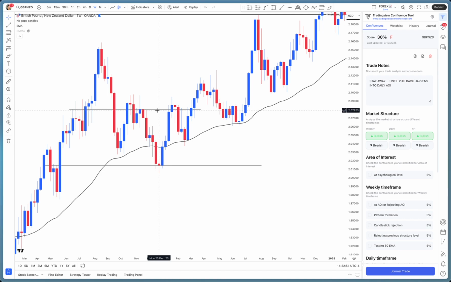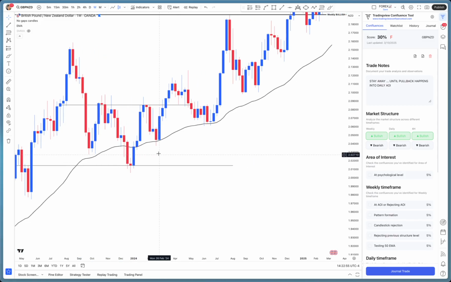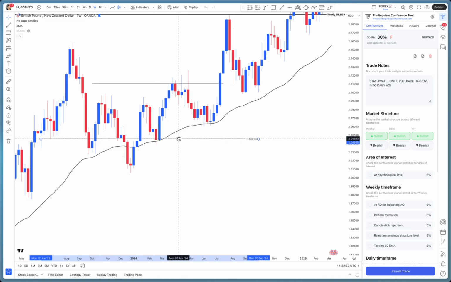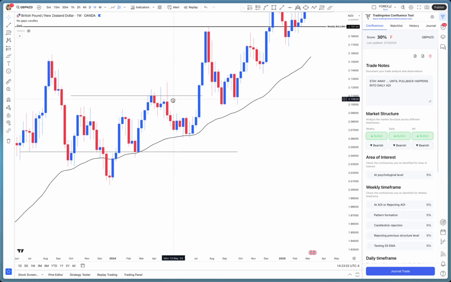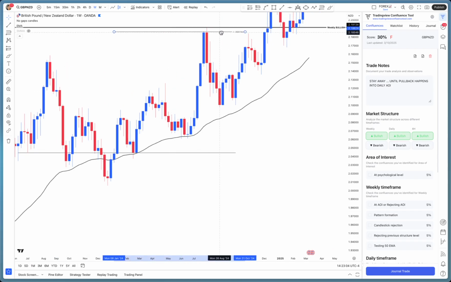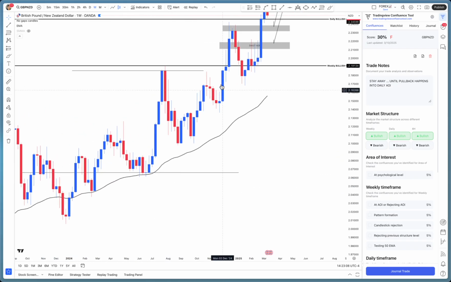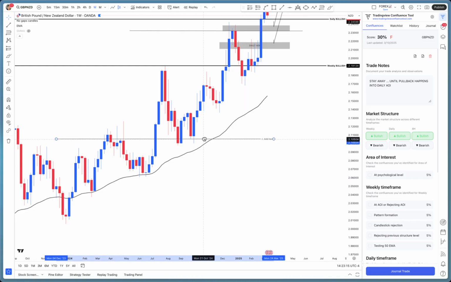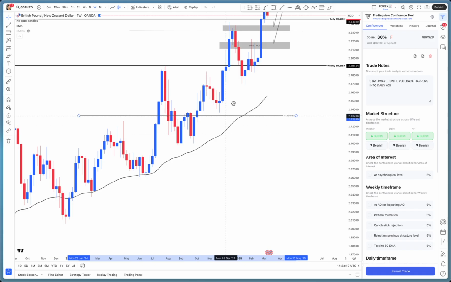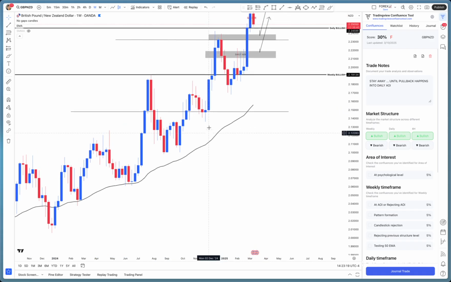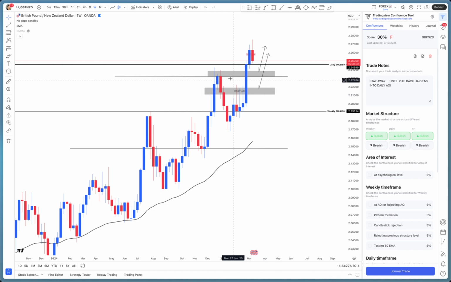We have a higher high and a higher low. And then we continue, higher high and a higher low. And then we continue even more. Higher high and higher low. At which point we then break even higher, higher high, higher low. Higher low is right here. And this leads us to where we are right now.